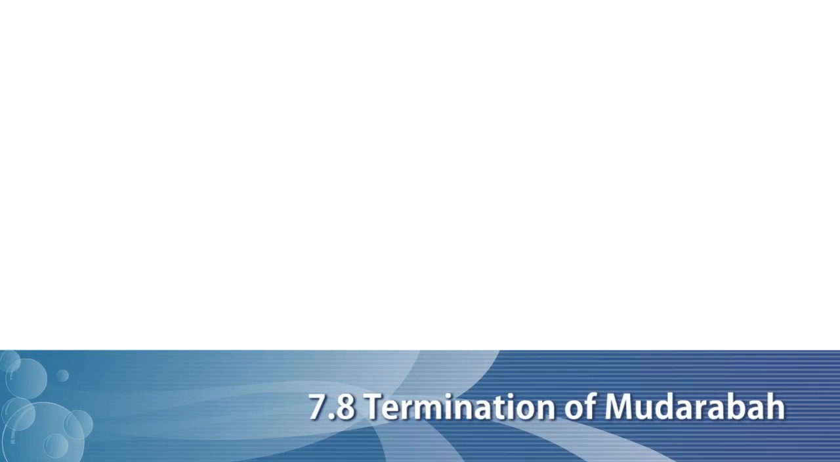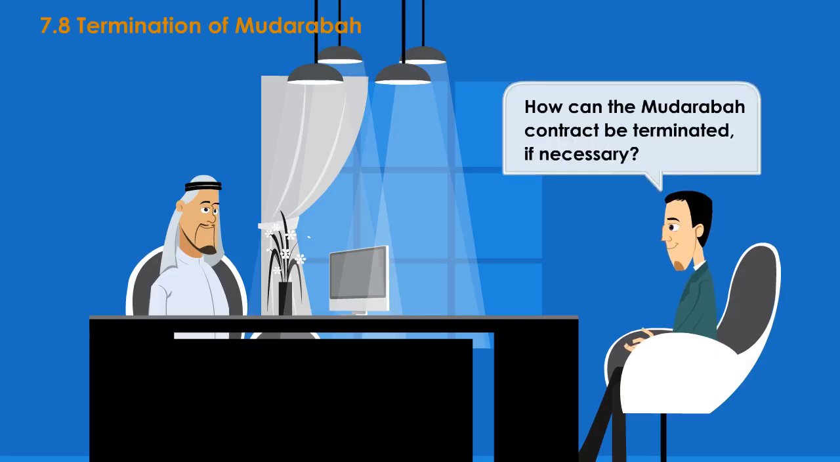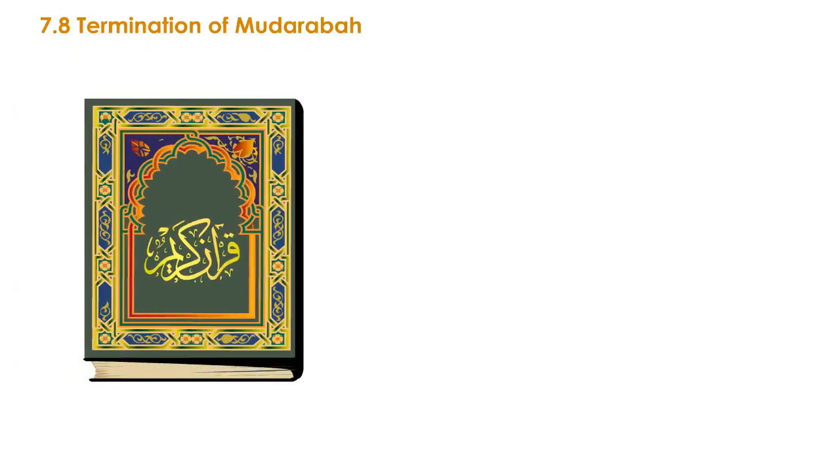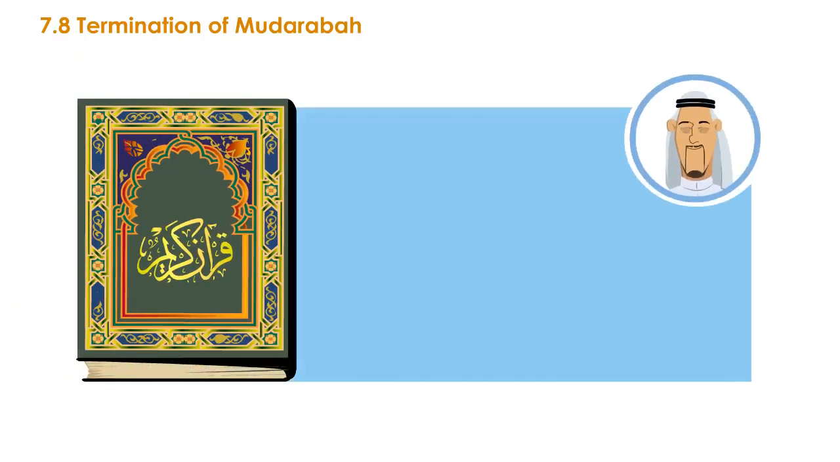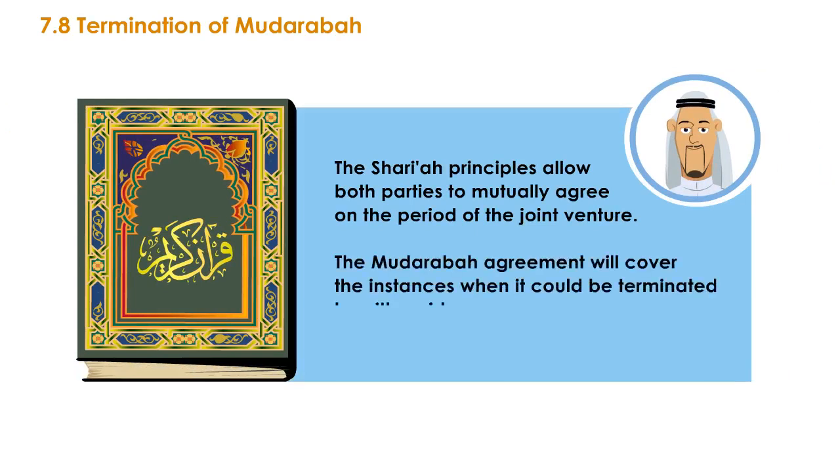Termination of Mudaraba. How can the Mudaraba contract be terminated if necessary? The Mudaraba can be terminated at any time by either of the two parties by giving a notice to the other party. The Sharia principles allow both parties to mutually agree on the period of the joint venture. The Mudaraba agreement will cover the instances when it could be terminated by either side.